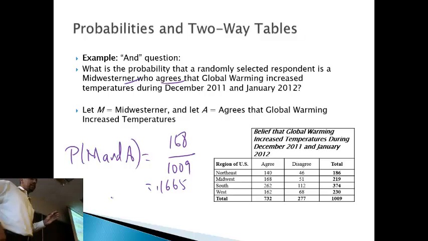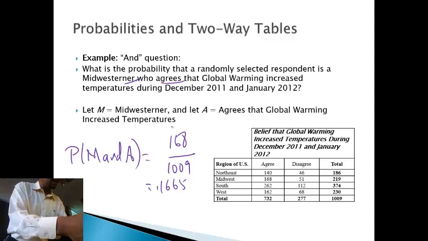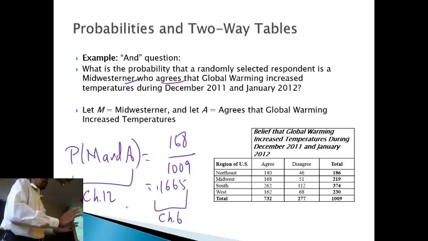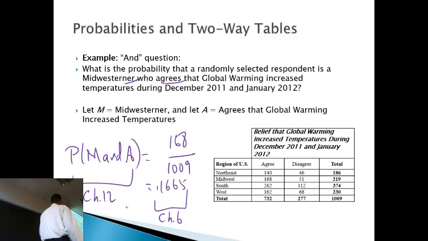All right, so again, what's different is that in chapter 6, I think you might have stopped here. But in chapter 12, I'm going to focus a little bit more on the notation and the answer. Just be aware of that. But in chapter 6, you didn't see this little shorthand.